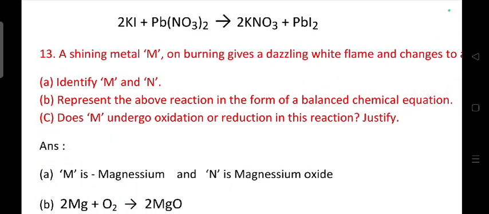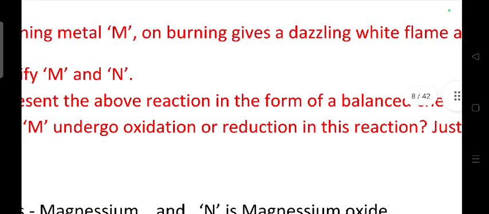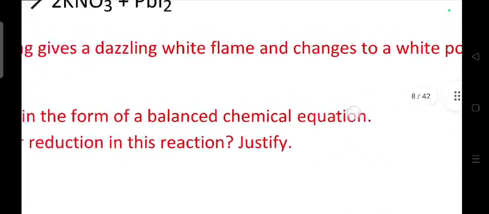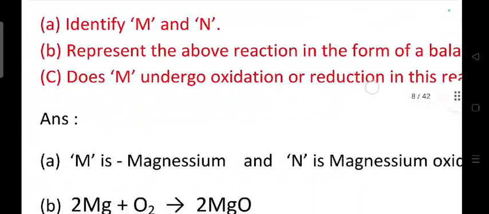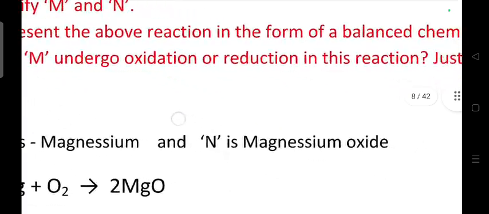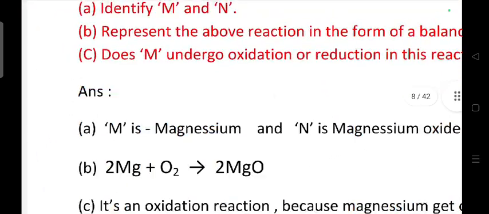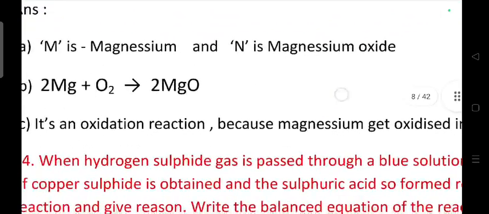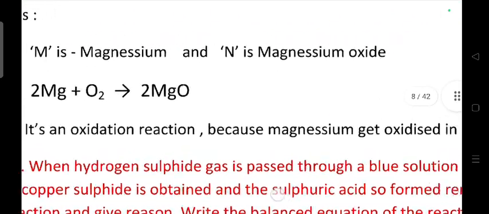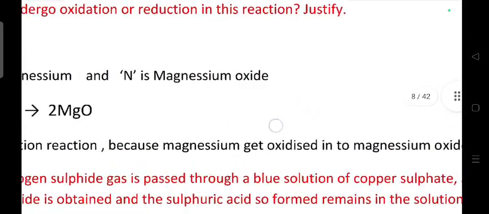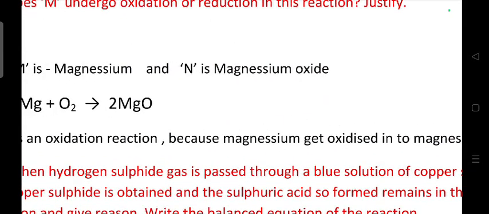Next question is, a shining metal M on burning gives a dazzling white flame and changes to a white powder N. Identify M and N. M is magnesium, N is magnesium oxide. Represent the above reaction in the form of a chemical equation. Then, does M undergo oxidation and reduction in this reaction? Justify. It is an oxidation reaction because magnesium gets oxidized into magnesium oxide. So here N is an oxide, obviously it is an oxidation reaction. Answer.